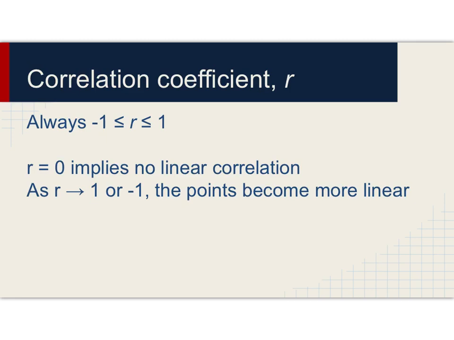No matter what we do, r can never be larger than +1. It can never be smaller than -1. The closer we get to those extremes, the more linear the data points are. At 0, there is no linear correlation whatsoever.